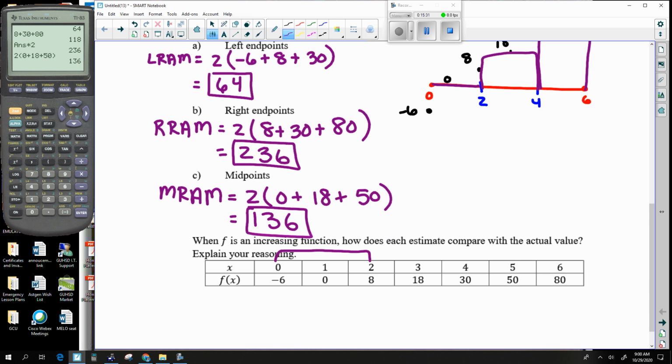So again, if our rectangles are here, I'll just make them different heights just to kind of make a different picture. So let's go 0 to 2, 2 to 4, 4 to 6. Again, if you want the left hands, use the left hands. If you want the right hands, use the right hands. If you want the midpoints, then use the midpoints.